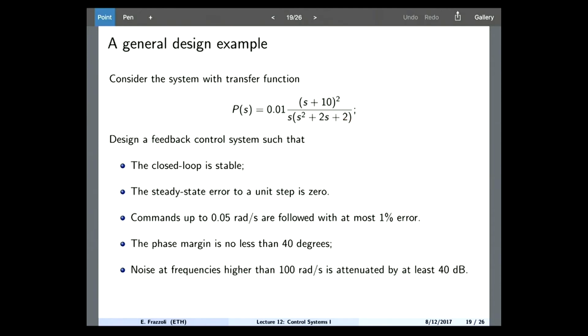I want to have a feedback control system such that the closed loop is stable. Steady state error to unit step is 0. Commands up to 0.05 radian per second are followed with at most 1% error. Phase margin no less than 40 degrees. Noise at frequencies higher than 100 radian per second is attenuated by at least 40 dBs. Great. Okay, so this is our task. How do we go about it?